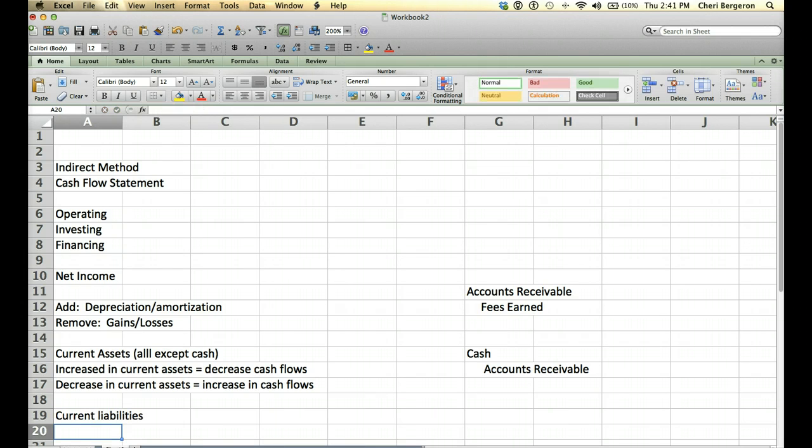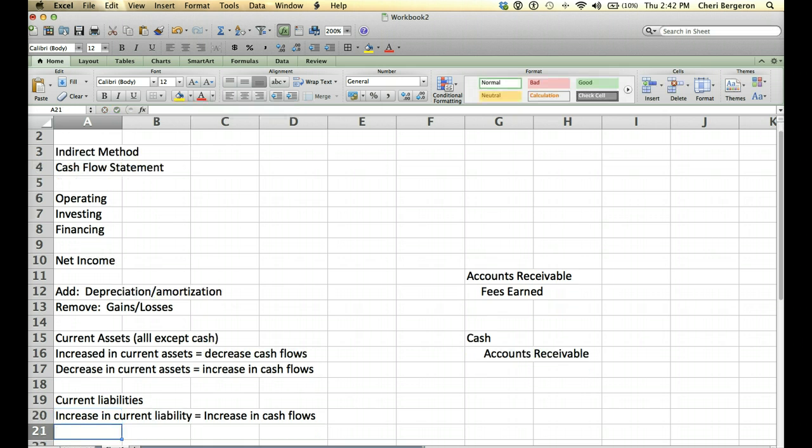All right, so these are things such as accounts payable, salaries payable, and unearned revenues. These are our current liabilities. An increase in a current liability equals an increase in cash flow. So notice there's a positive relationship here. Increase equals increase. Notice under current assets, increase equals a decrease. So therefore it follows that a decrease in a current liability equals a decrease in cash flows.